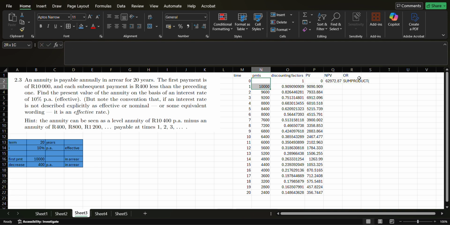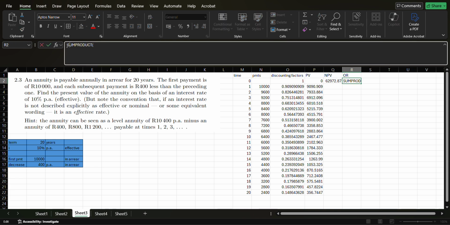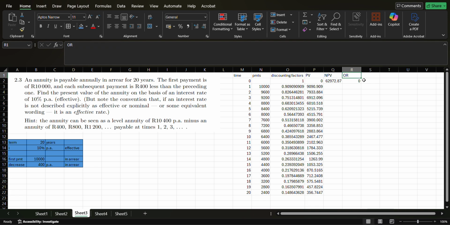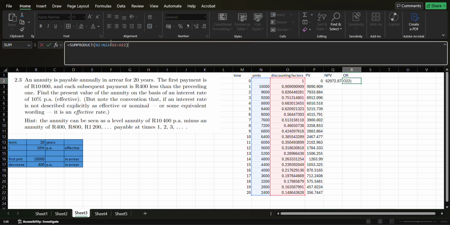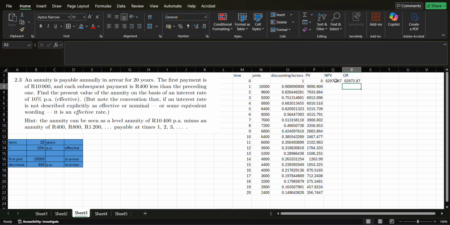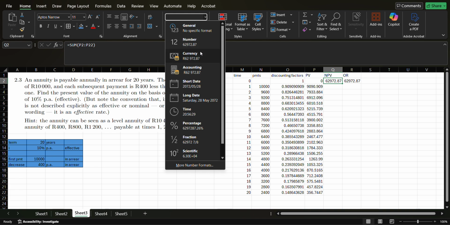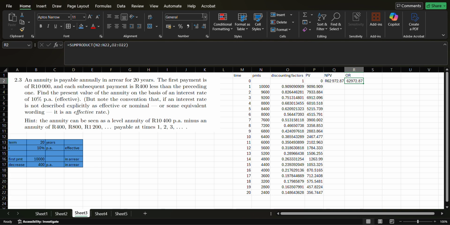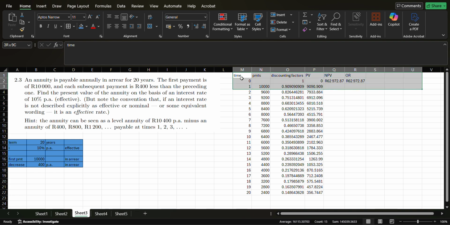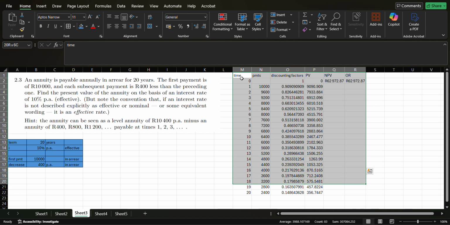Or you can use our friend SUMPRODUCT. And we enter, oh, I forgot my equal signs. Enter the payments, enter the discounting factors. Oh my goodness, what did we do wrong? We have an inequality sign here. Should be a comma. And there you go. We have the same answer. I was going to put this in the currency, I was debating, but it's fine. Same answer. Just going to add borders to this.